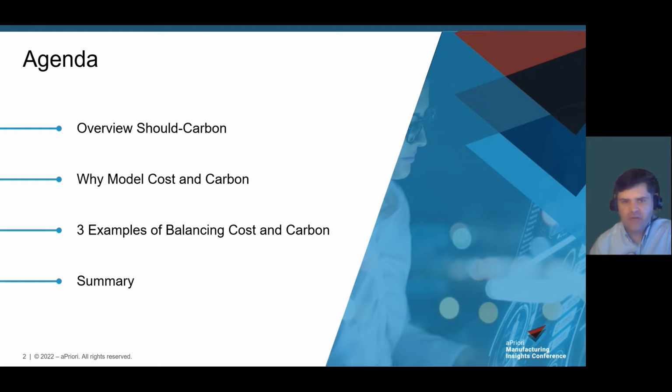So, quick agenda here. I'll go over what we're calling should carbon, talk about how we model cost and carbon together and what are the benefits of using those two metrics side by side. Then finally go through three examples of balancing cost and carbon and summarizing that up at the end.